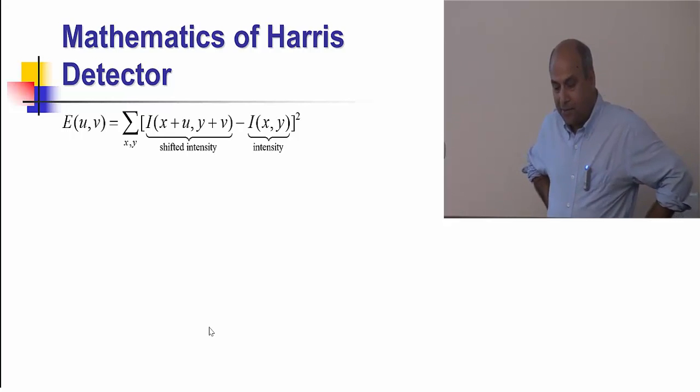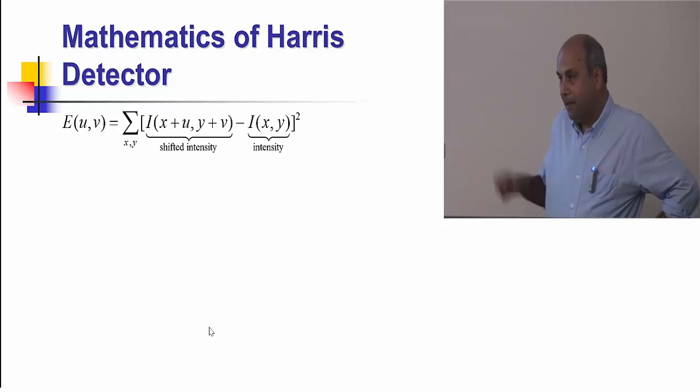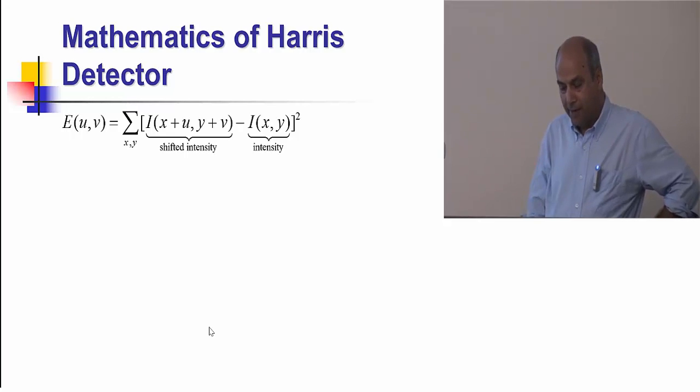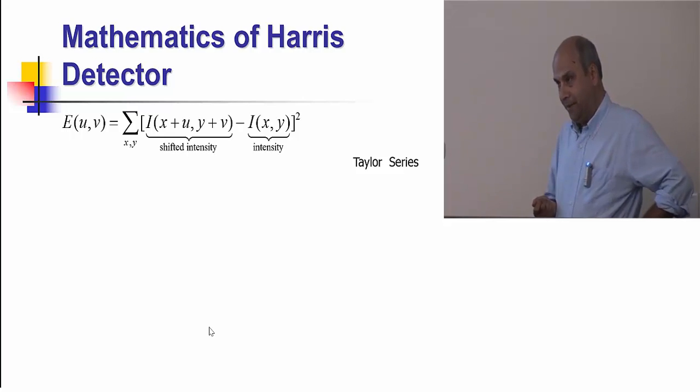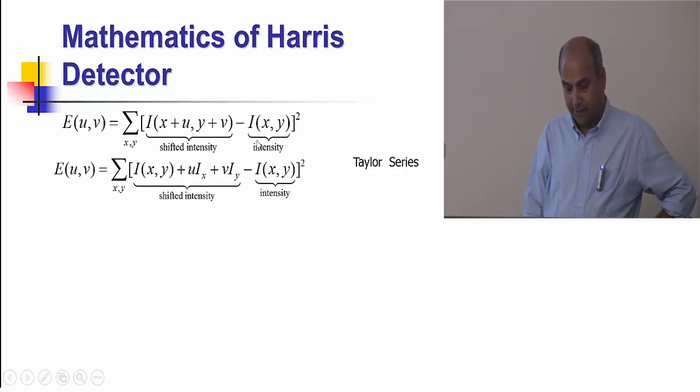So we have I(x+u, y+v), because it's a shifted version of I(x, y), and we will find a Taylor series of this one. We'll keep this as constant. And we already did that, as I told you.